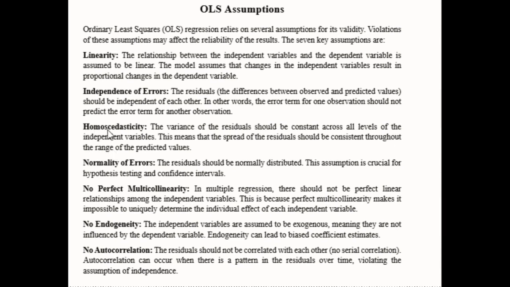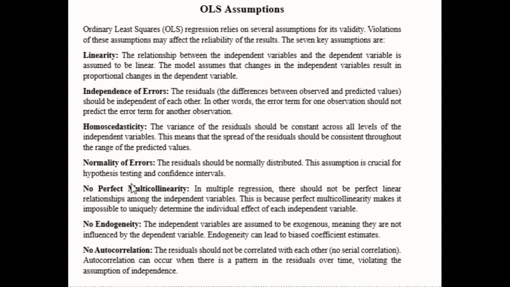The third assumption is homoscedasticity. Homoscedasticity means there should be no variation in the residuals, and the residual should be consistent throughout the range of the predicted values. The next assumption is normality of error. It means that our error should be normally distributed.